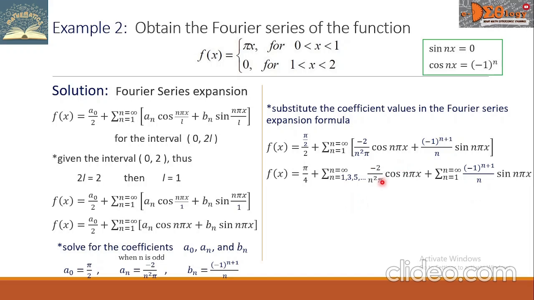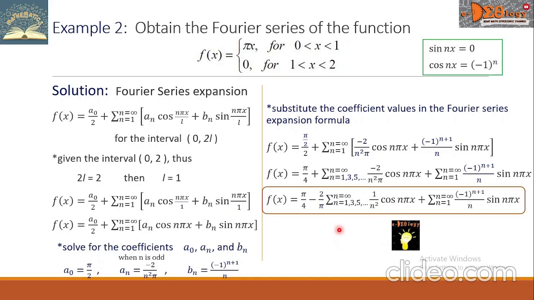And for the a sub n, write here the lower limit as n equals 1, 3, 5, and so on, up to n equals infinity. We simplify this complex fraction as pi over 4. Simplifying further, we can move the constant term in here outside the summation symbol, and the constant is the negative 2 over pi. What remains here is the 1 over n squared. This is the final answer.